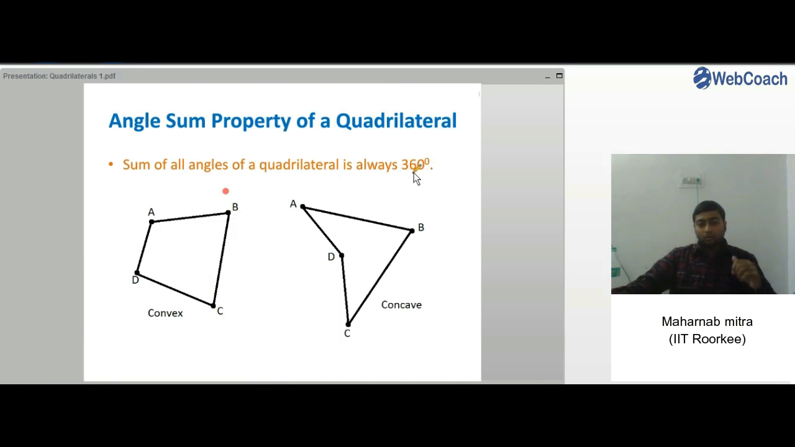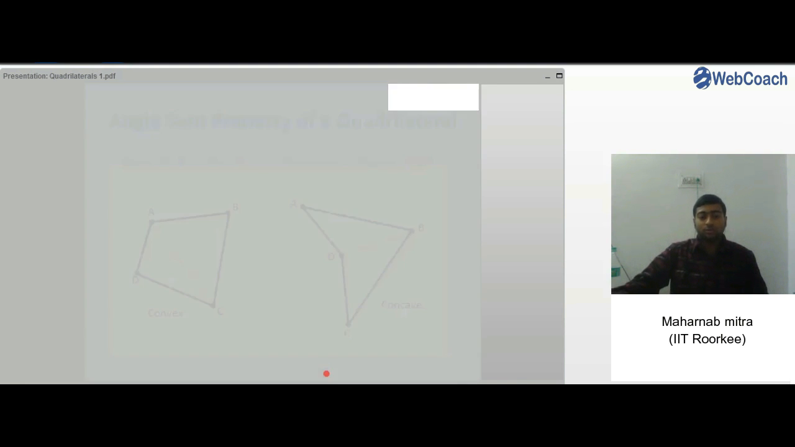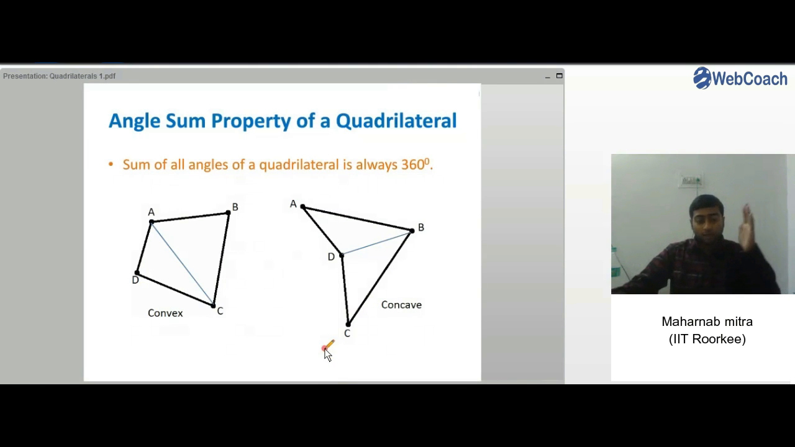We have been told that the sum of all the angles of a quadrilateral is 360 degrees, or angle A plus angle B plus angle C plus angle D must give us 360 degrees, right? So let us see how. We divide the quadrilaterals along their diagonal.